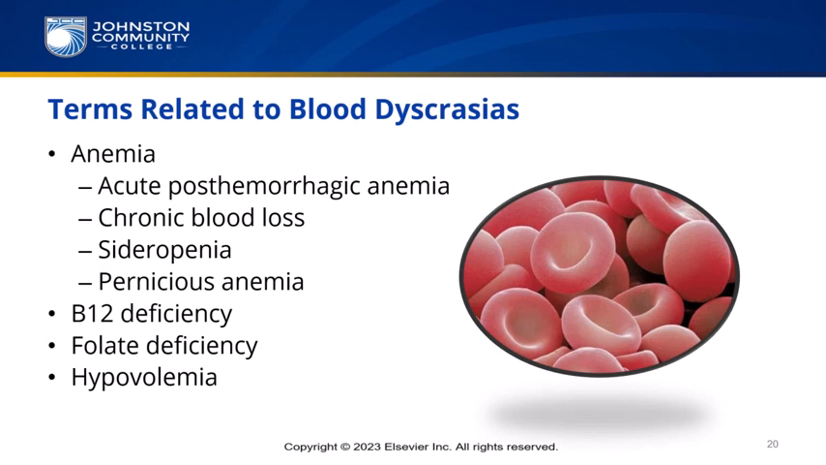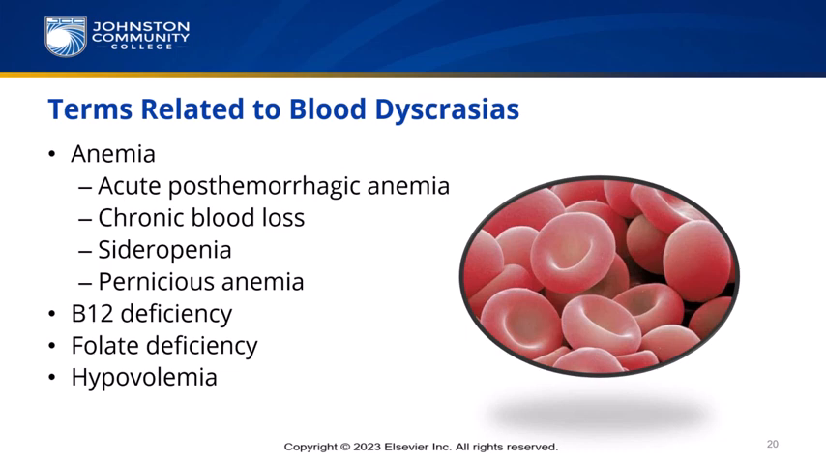An acute post-hemorrhagic anemia is a red blood cell deficiency caused by blood loss. Chronic blood loss is a long-term internal bleeding that may cause anemia. Sideropenia is a deficiency of iron in the blood. Remember, sidero is our combining form for iron, and penia is our suffix for deficiency. This may be due to chronic blood loss, inadequate iron intake, or unspecified causes. It is a type of iron deficiency anemia.